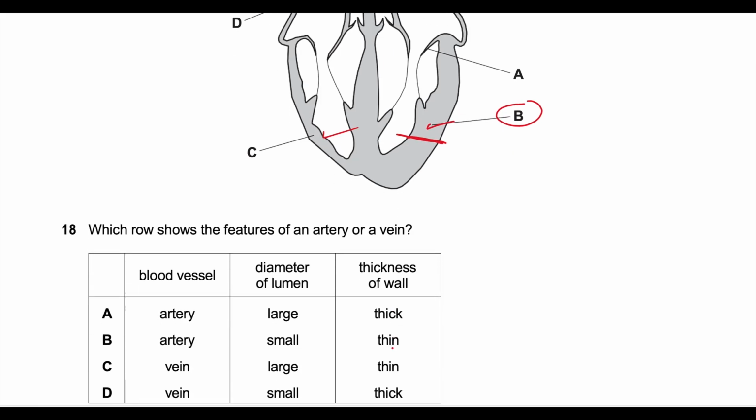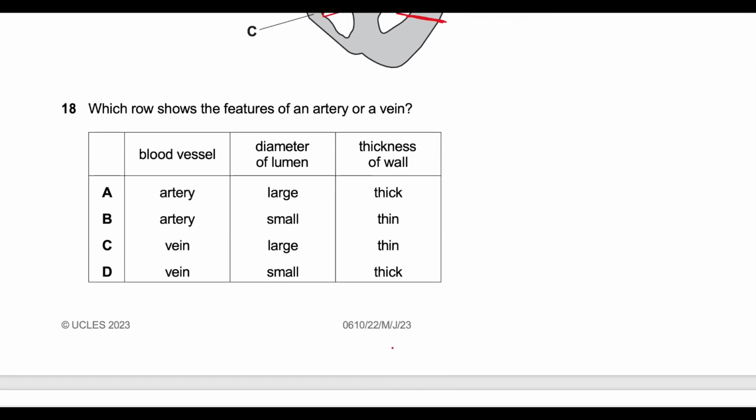Let's answer question 18. Which row shows the features of an artery or a vein? Okay, we know that an artery carries the oxygenated blood out from the heart, tolerating high blood pressure, and the vein takes the deoxygenated blood to the heart, with some exceptions like the pulmonary vein and pulmonary artery. Now, before that, let me show you the figure of the artery and vein, and then come back to explain it here and choose the right answer.